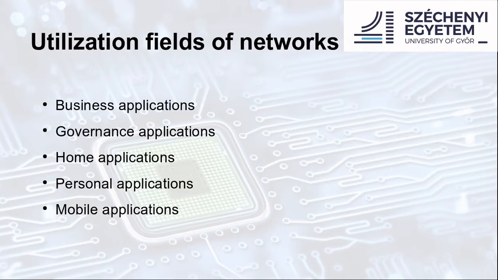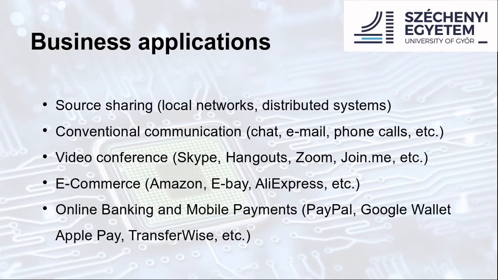There are lots of fields where networks are used. For example, they can be used in business applications, governance applications, home applications, personal applications, or mobile applications. Business utilization can be resource sharing, conventional communication, video-based communication, electronic commerce, and different online banking solutions. You can see examples in the brackets.